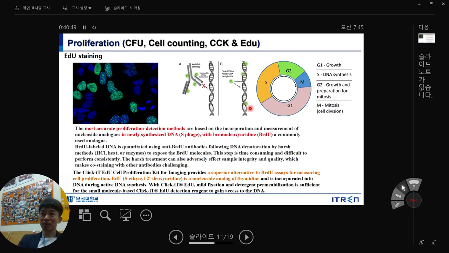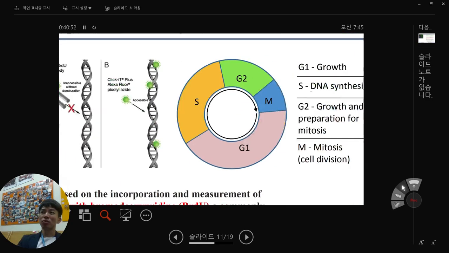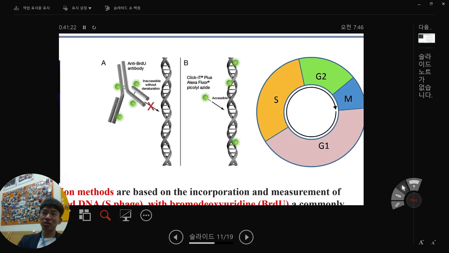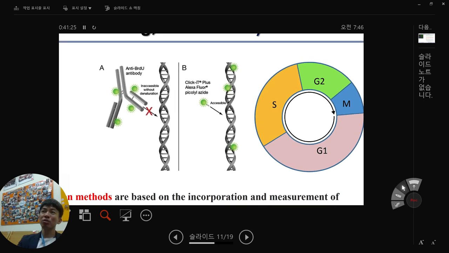So what is their principle? From this cell cycle, in the S phase, the cell does DNA synthesis, which means 2N to 4N. And then G2, growth and preparation for mitosis, and then mitosis. So through this S phase, your DNA is doubled. When the DNA is doubled, this Click-iT plus EDU stain dye easily attaches to your DNA as an analog.